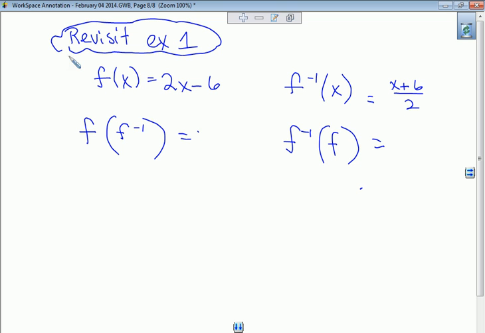Now, we found the function f, you were given the function f of x is 2x minus 6, and we found that its inverse was x plus 6 divided by 2. Now let's add this to what we did yesterday. What if we did the composition of the function with its inverse? Or the inverse with the function? I want you to see what the result is. Please find the composition of f inverse plugged into f, and then f plugged into f inverse. Let's see what we get.